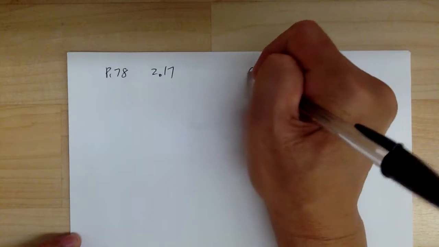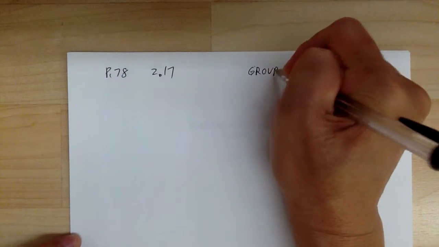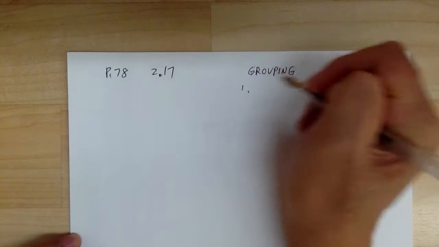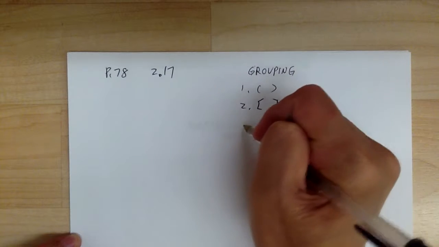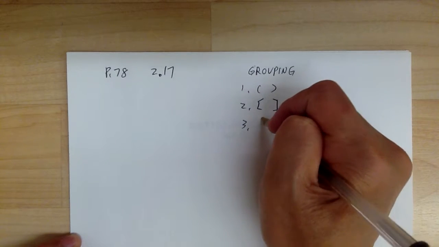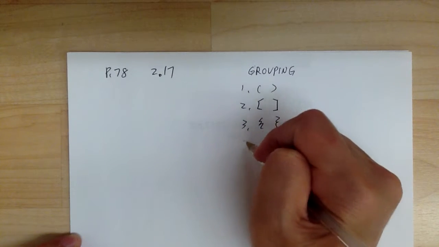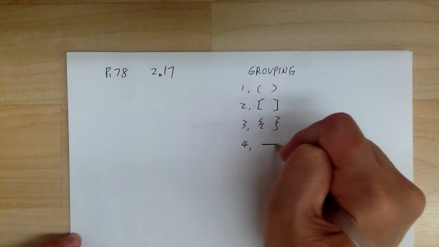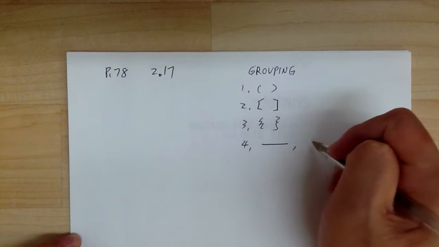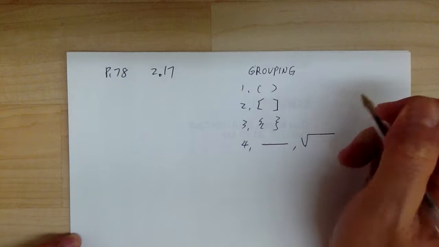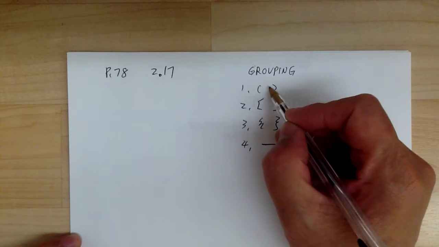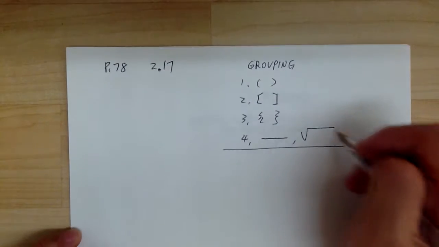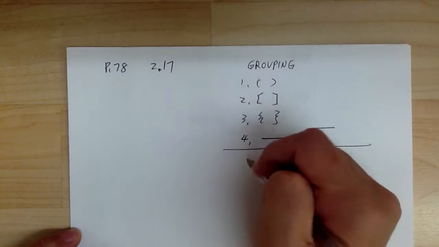So first you have to do the grouping. The first one is the parentheses, second one is the brackets, and third one is the braces. And after that, you have the fractional bar, and you have things like square roots. Okay, so again, the grouping means you have more than one number to consider to be a group. Now within each of these groups, you have to do those three steps.